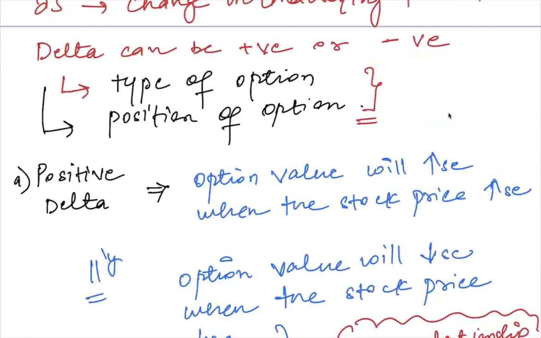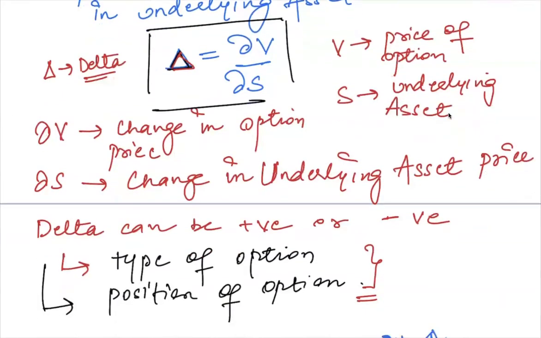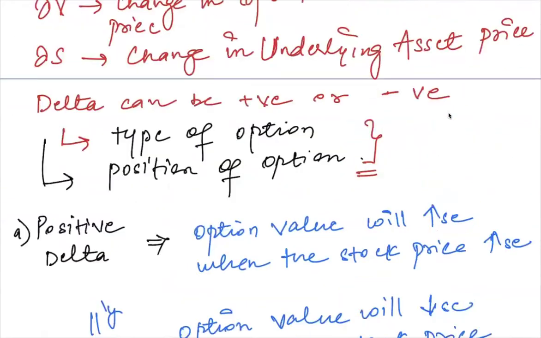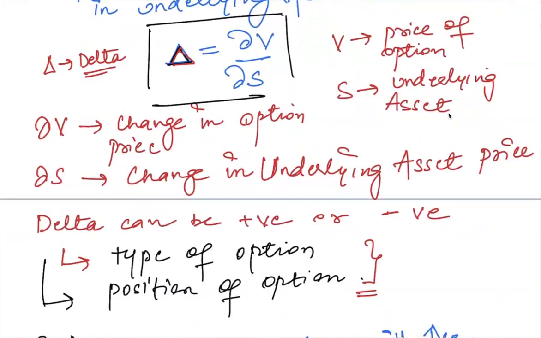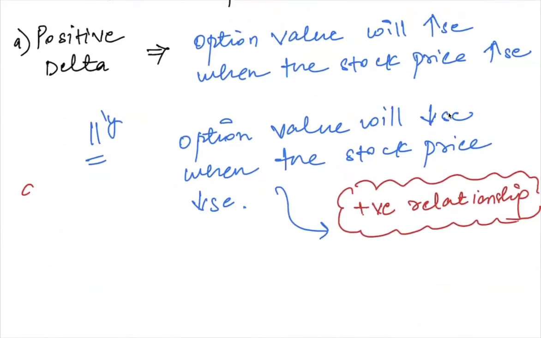A quick question by Amanda is how to pronounce this notation. So this is called delta. It is actually called delta only. In the industry also, this notation is called delta. And you might be thinking, why have I written dou V by dou S and not dS by dV? You might have this question, right?